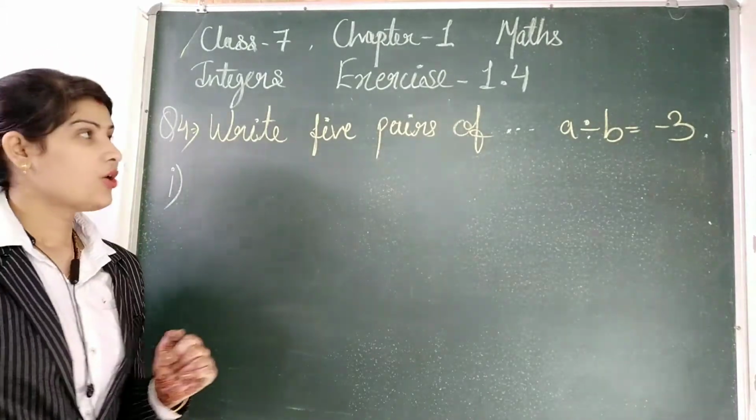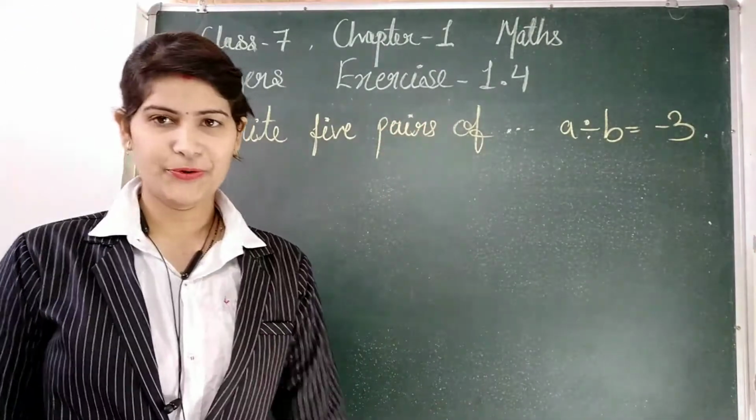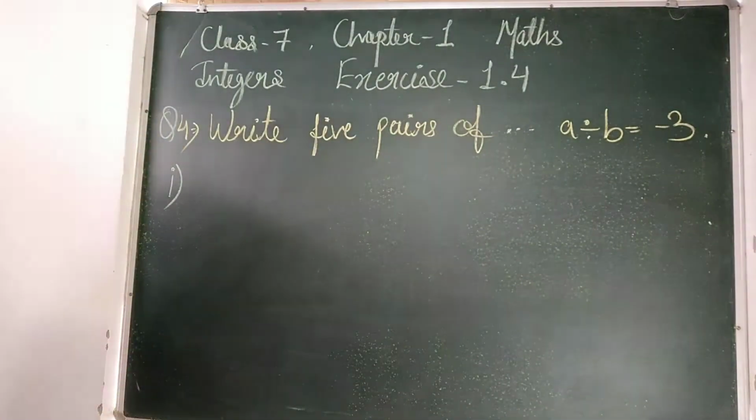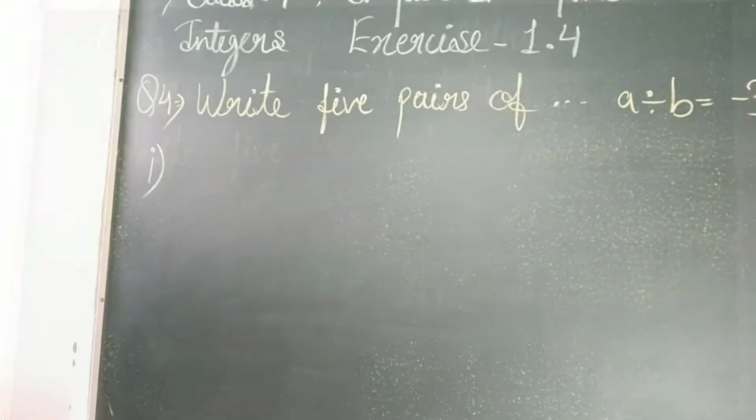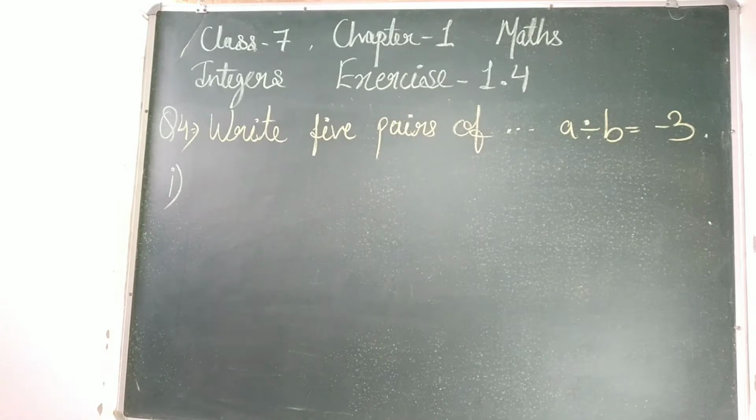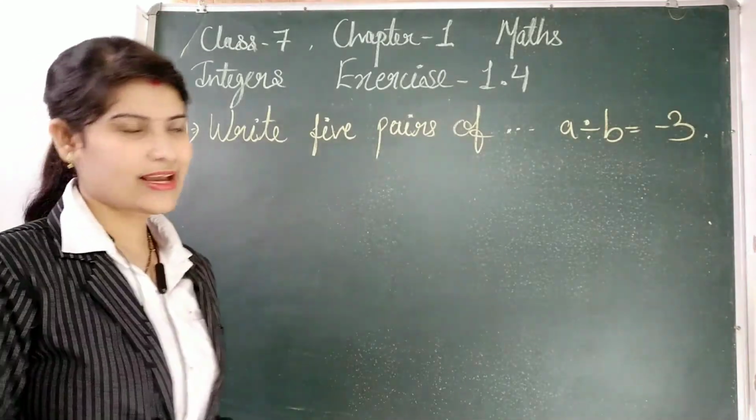Fourth question from exercise 1.4, chapter number 1. The question is: write 5 pairs of integers a, b such that a divided by b gives -3. One pair is given, 6 and -2. 6 and -2 is the example.